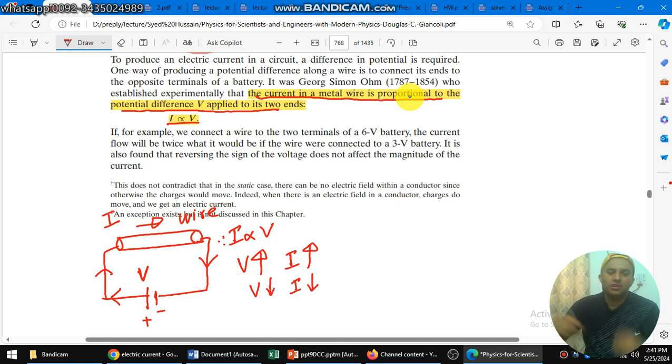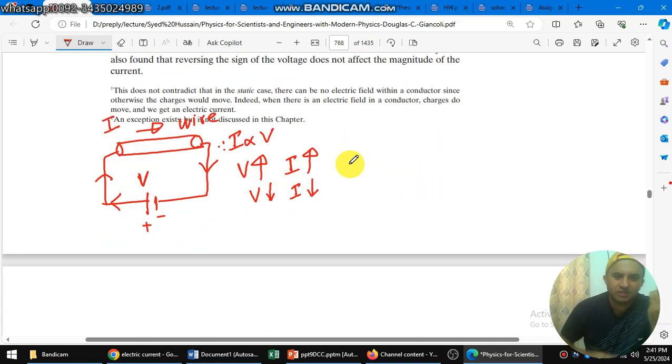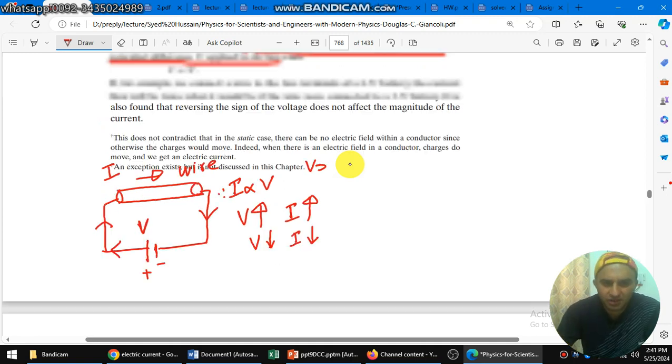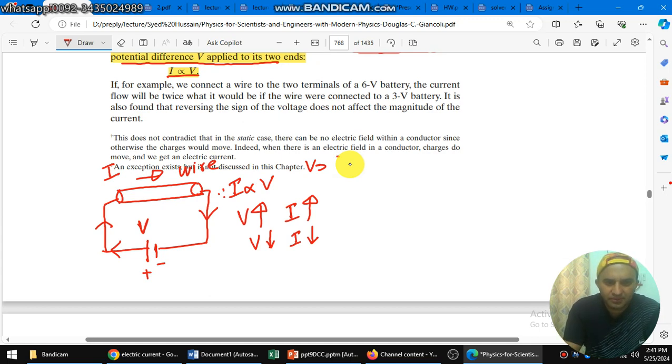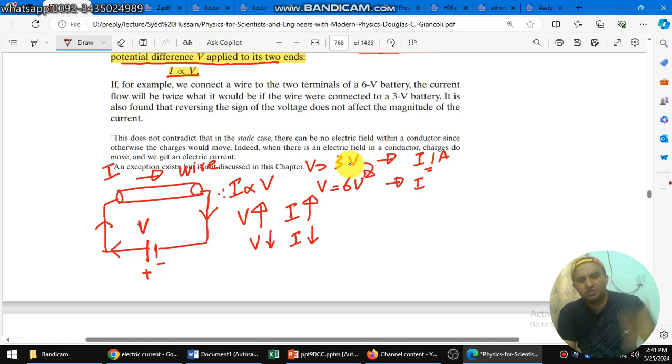The potential means the energy supplied by the battery. If you use a battery of 3 volts, it will give us, for example, a current of 1 ampere. Then when you use a potential of 6 volts, the voltage doubles from 3 to 6, so the current also becomes double. The current will be 2 amperes.